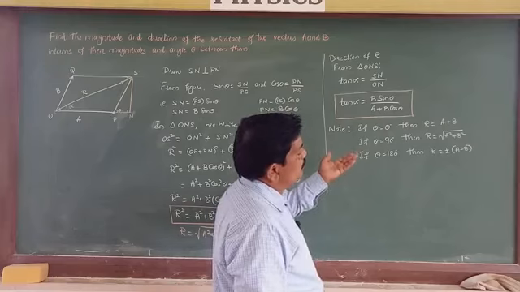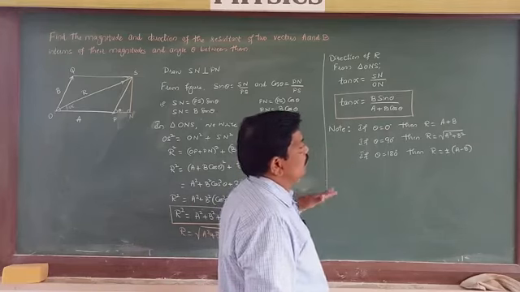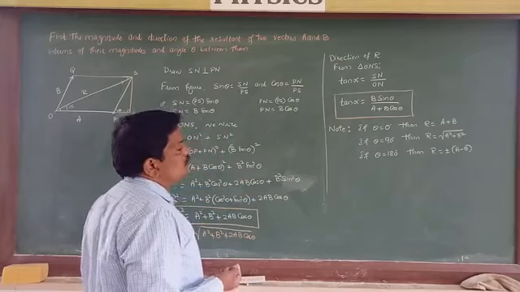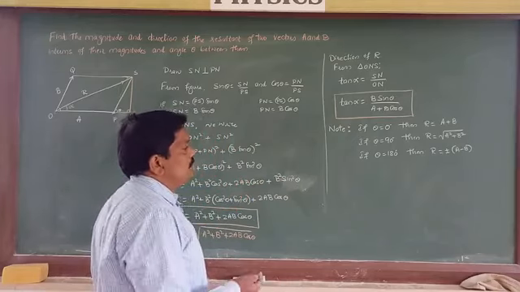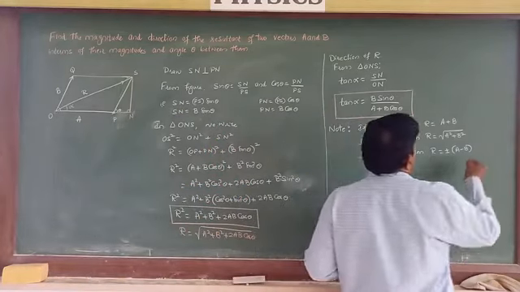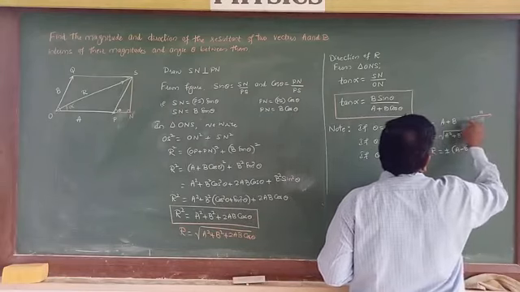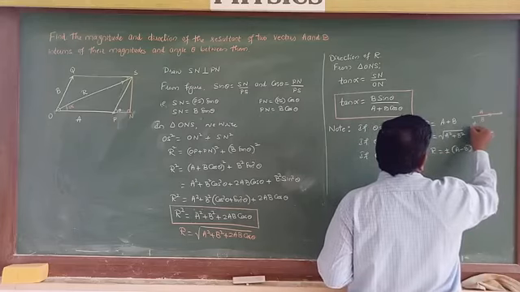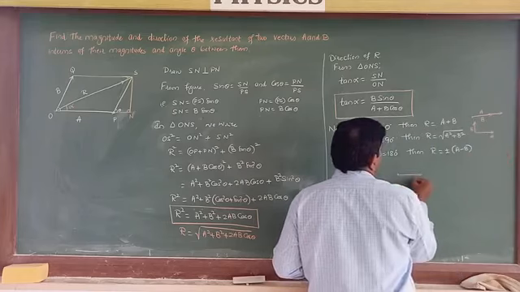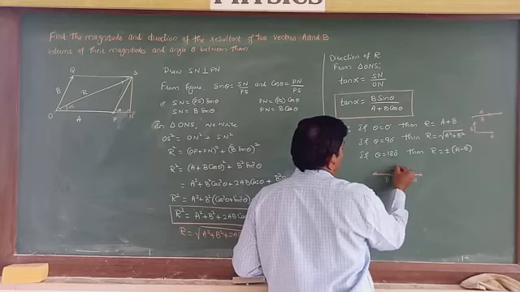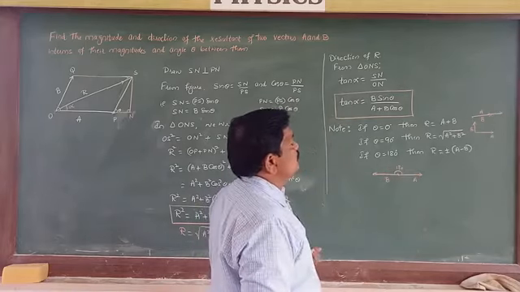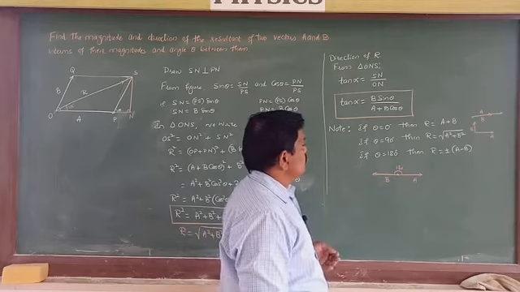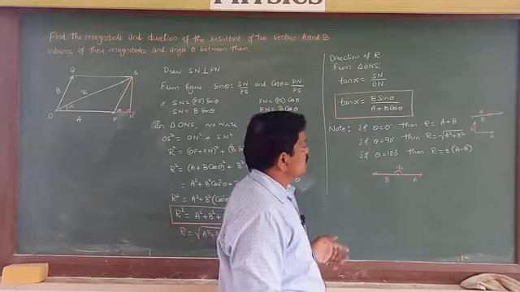If the magnitude of A is greater than that of B, then the direction of the resultant is along the direction of A. If the magnitude of the vector B is more than that of A, then the direction of the resultant is along B. Okay, so in this case we can draw: first case, this one is the vector A, vector B, both are in same direction. In this case vector A and vector B are perpendicular, and in last case vector A, vector B are opposite direction. So the direction of the resultant is along the direction of the larger vector.